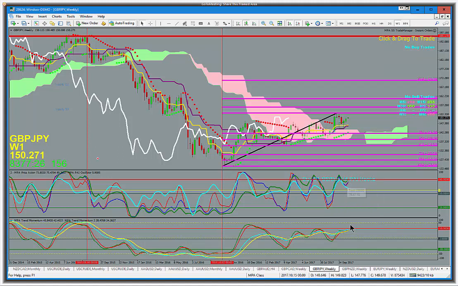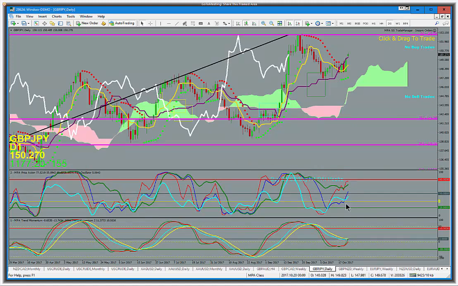So how do I get into this? Well, my weekly's still up, so the tactic for the pound yen is that my daily is engaging up. This is where we start and buy the next daily slingshot, the next daily slingshot. But yes, there will be times when it pulls back.